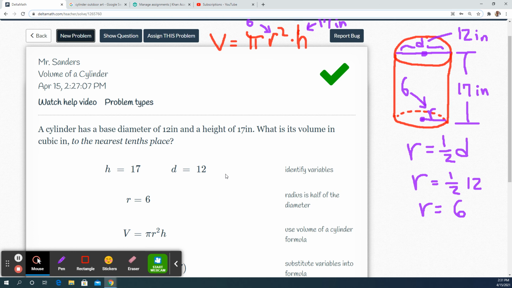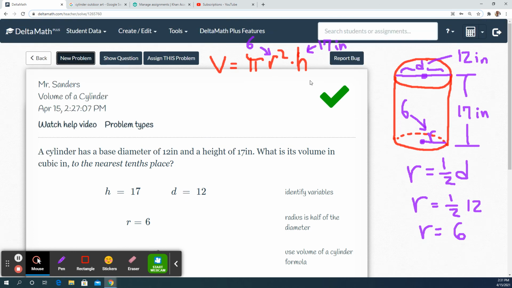So the key is, though, make sure you're using the formula. It's in terms of radius, so we have to convert the diameter into radius.